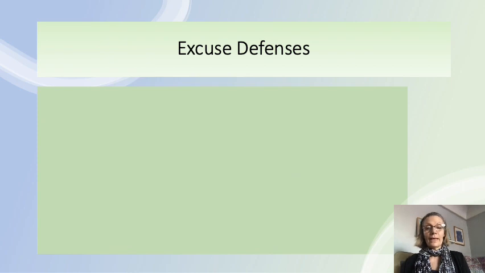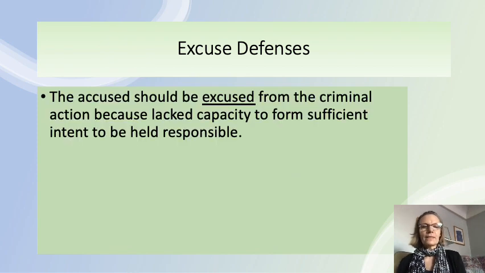Okay, so with the excuse defense, the focus is that the accused should be excused from the criminal action because they lacked capacity to form sufficient intent to be held responsible. What does that mean? It's basically saying that the person who's accused of the crime engaged in the act, but they didn't have the ability to understand what they were doing, to engage in the action with forethought, knowing and willingly. They didn't understand the consequences of their action.